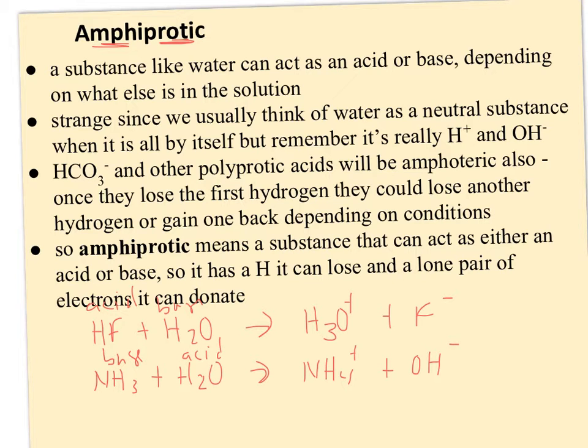That's amphiprotic. The other big category of amphiprotic substances are polyprotic acids. Once they've lost a hydrogen, for example, carbonic acid, H2CO3, when it loses that first hydrogen and becomes HCO3 minus, it could either gain a hydrogen and go back to H2CO3, or it could lose the other hydrogen and become CO3 2 minus. It all depends on the conditions. But that's the idea of amphiprotic.